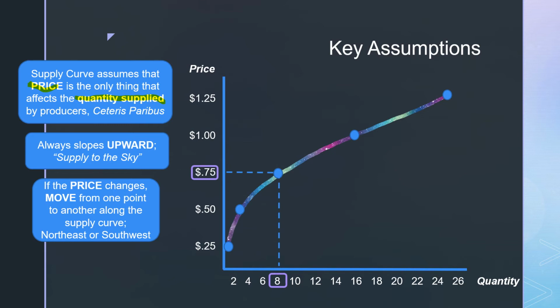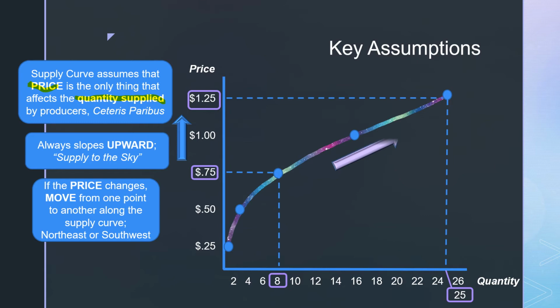So let's assume that the market price of candy bars is 75 cents. Okay, at 75 cents, our quantity supplied is 8. But if the price were to go up to $1.25, in other words, if all of a sudden people started being willing and able to pay $1.25 for a candy bar, we would see our quantity supplied go up to 25. And so as you can see, we're having movement along our supply curve.